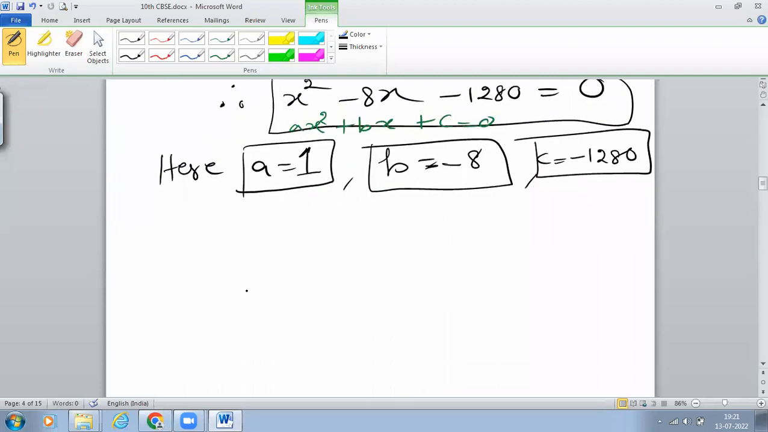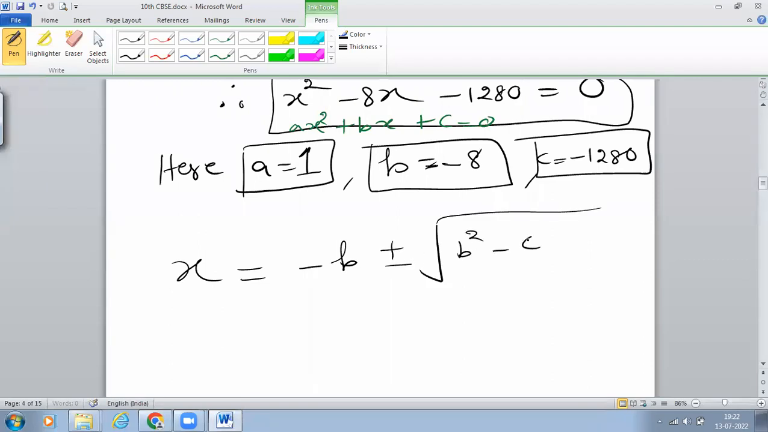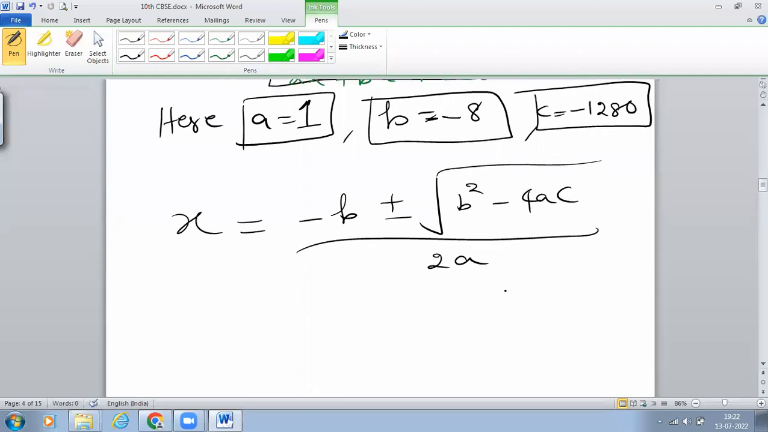Now we have to substitute them in the formula to find the value of the roots, that is, the value of x. So therefore, using the quadratic formula, x is equal to minus b plus or minus square root of b square minus 4ac, whole divided by 2a.